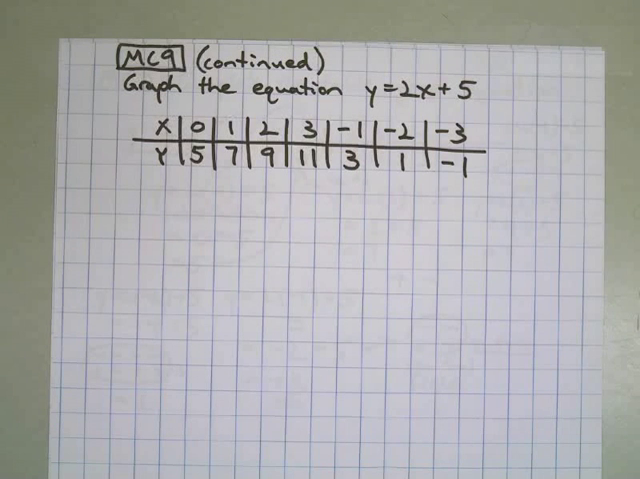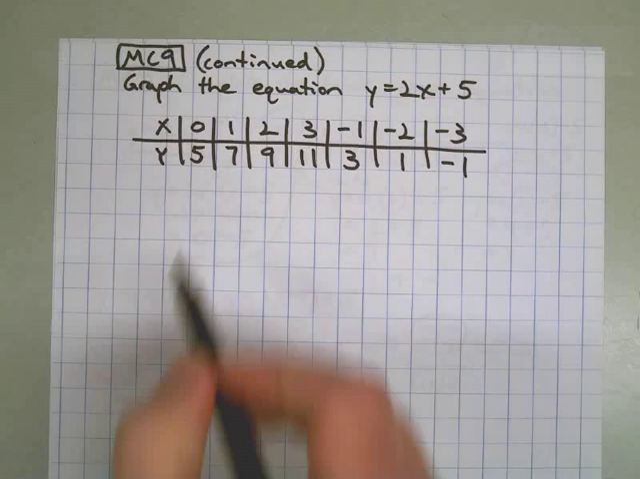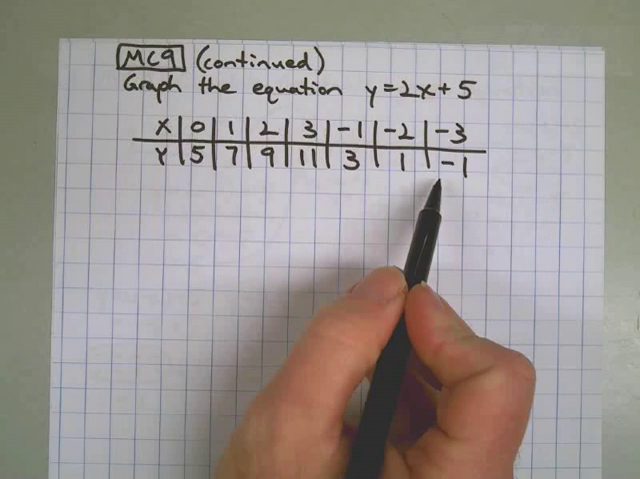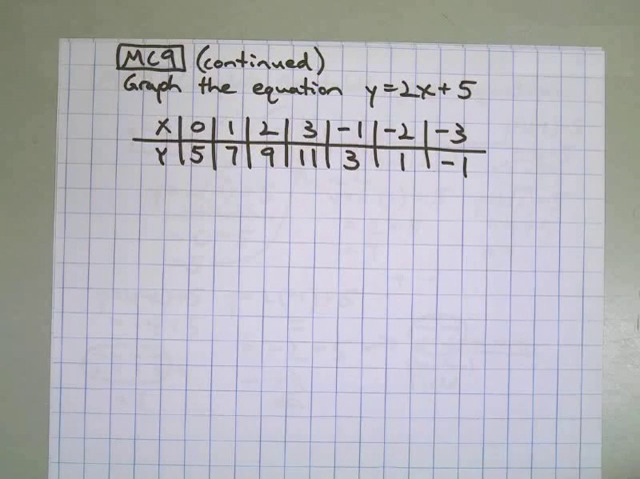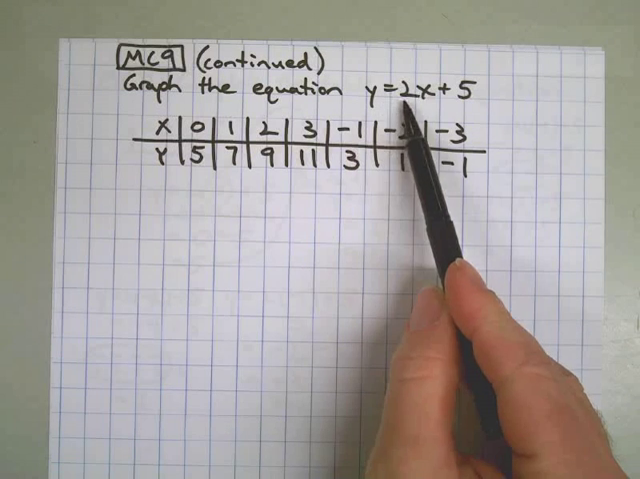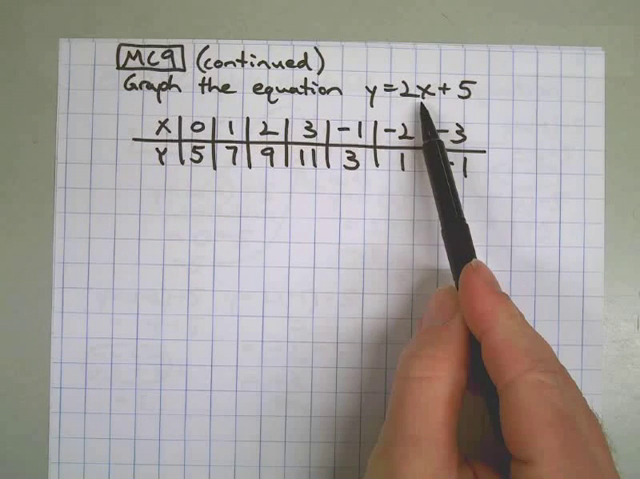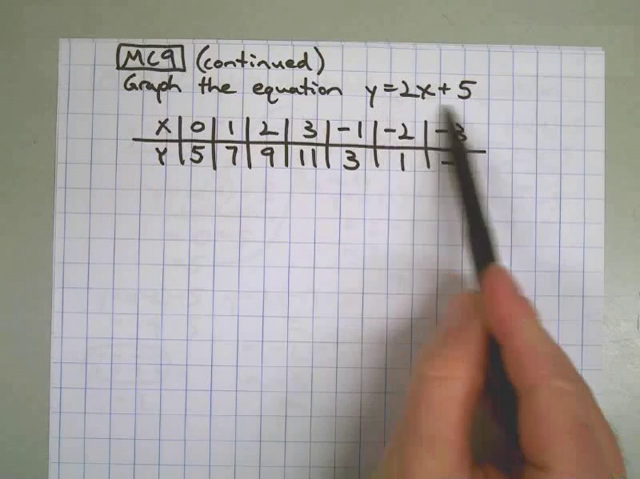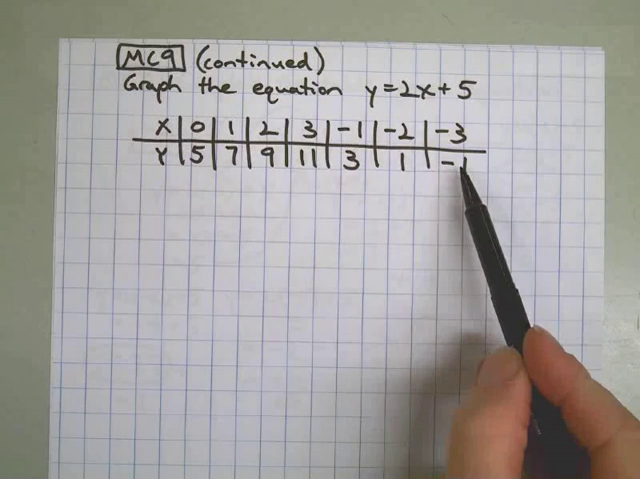Welcome to the completion of MC9. The suspense is killing me. What is this going to look like on a graph? As you can see from this table here, this is the work we completed on the first part of this video, which was using substitution of the x value into this equation, y equals 2x plus 5. That's how we got these y values.